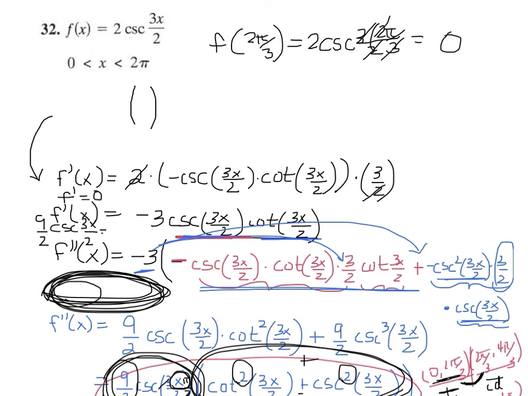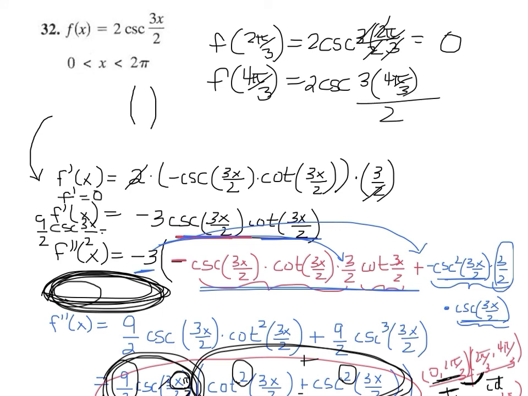So there's the first critical value. I'm guessing that 4 pi over 3 is going to be the same thing, but we'll see. So we have 2 times cosecant of 3 times 4 pi over 3. And if you don't like what I did before, you can just do it like this. I would put this 3 in the denominator, because when you divide by 2, you're multiplying by half. But those 3's are going to cancel. So we're going to get 4 pi divided by 2, which is 2 pi. Cosecant of 2 pi is also going to be 0, and 2 times 0 is 0.